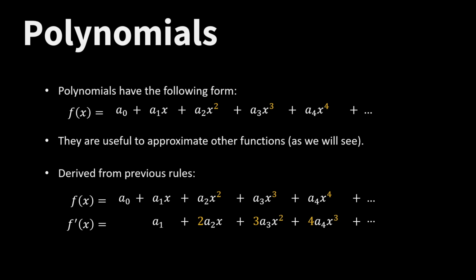So what's the derivative of a polynomial? We can simply apply the rules we just derived before. a0, for instance, just disappears because it's a constant. a1 times x turns into a1 because the derivative of x is 1. The derivative of x squared is 2 times x, so this term turns into 2 times a2 times x. The derivative of x cubed is 3 times x squared, so a3 times x cubed turns into 3 times a3 times x squared. As you can see, we have very simple rules to differentiate all these terms individually.